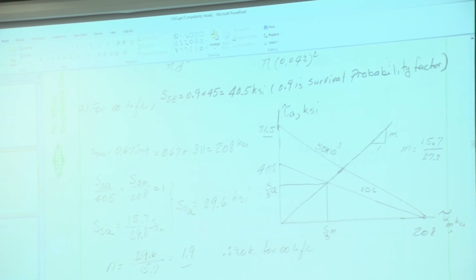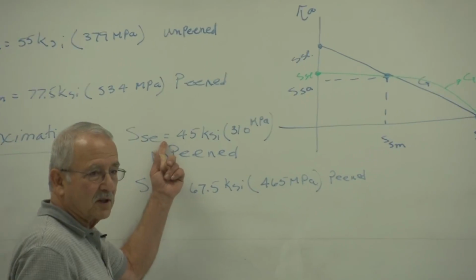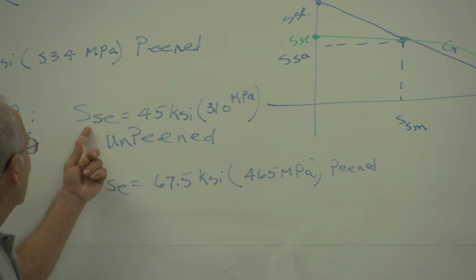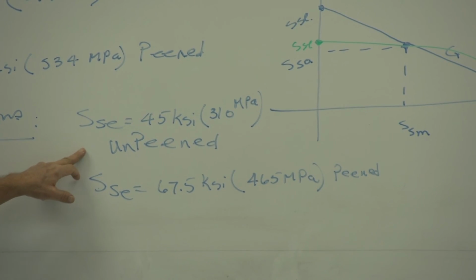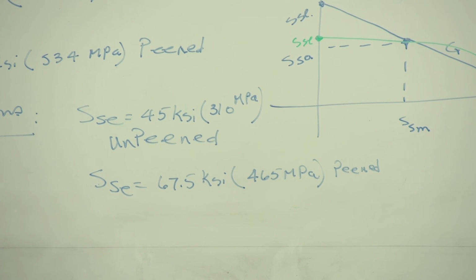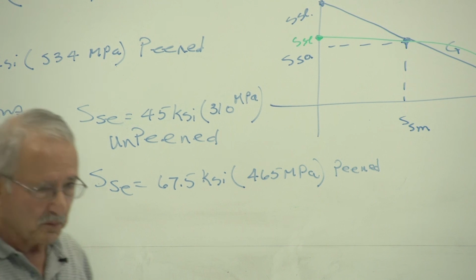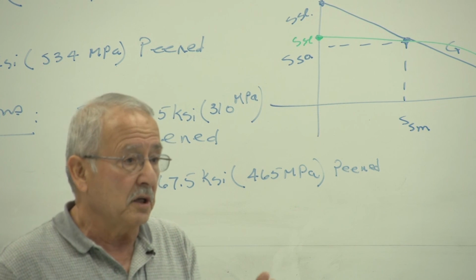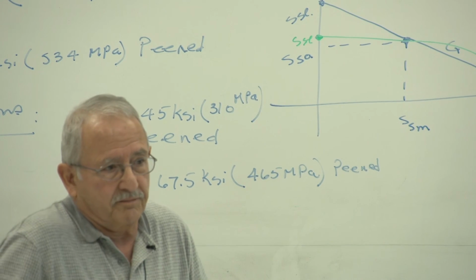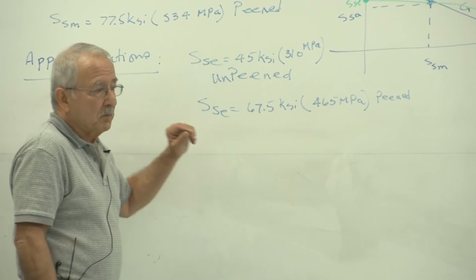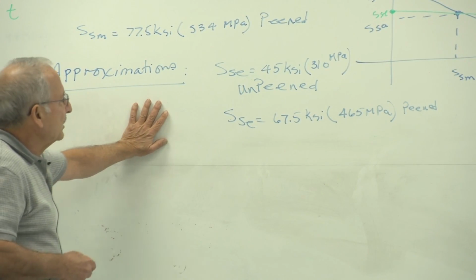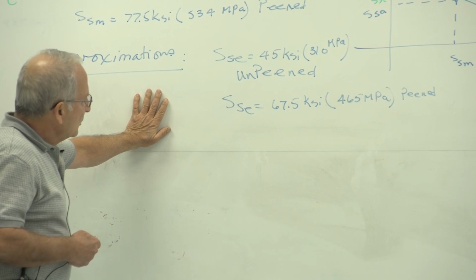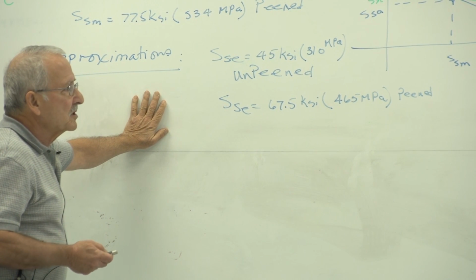Here, it's a good thing I didn't erase this. Here I've taken my SSE equal to 0.9 times 45. This is what I've used. I've used unpeened wire, because I think it says unpeened wire in the problem description. Well, it should say whether it's peened wire or not, because they differ by a large margin. So it should state that. It says unpeened wire, so that's what I'm going to use, 45 KSI.